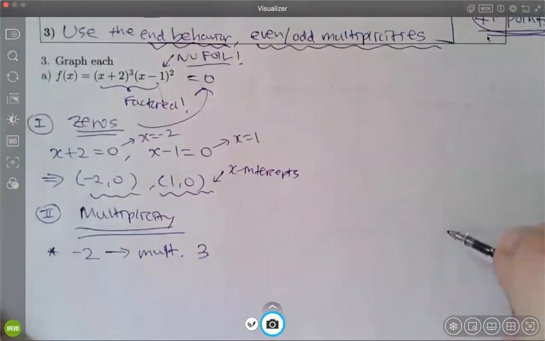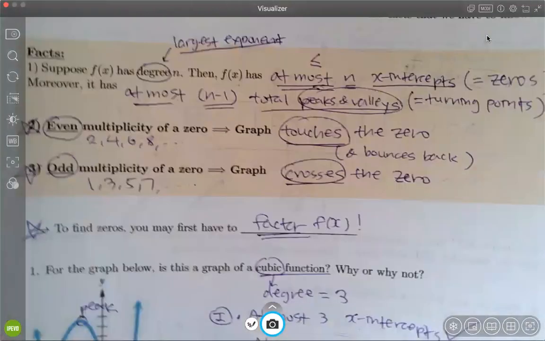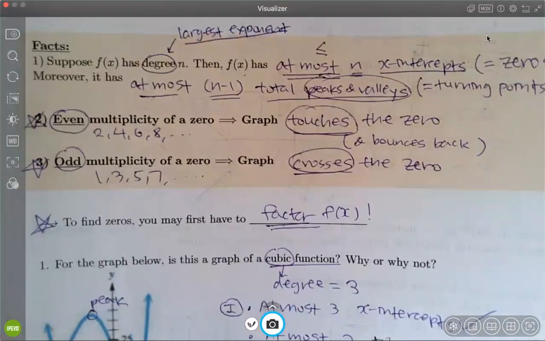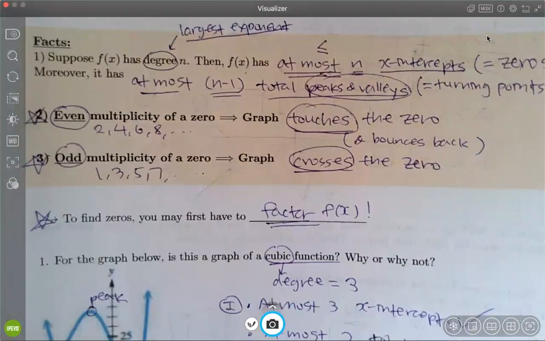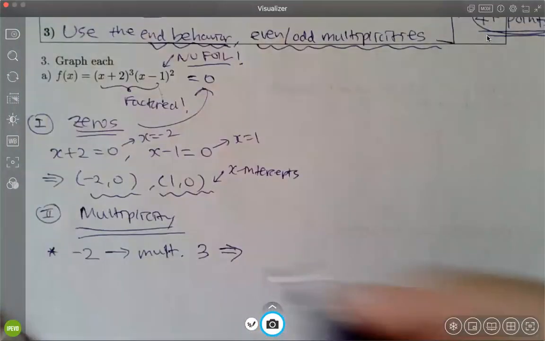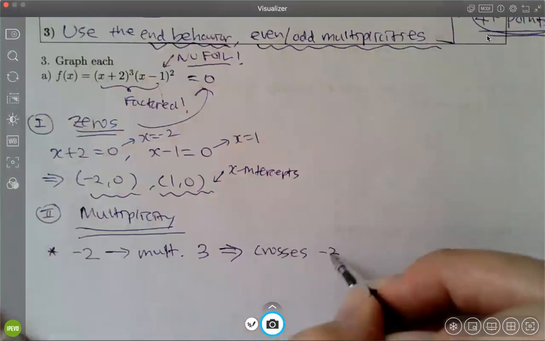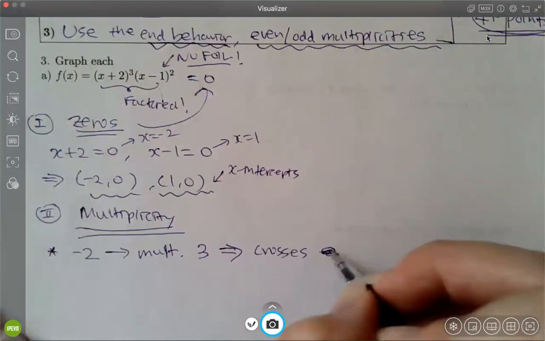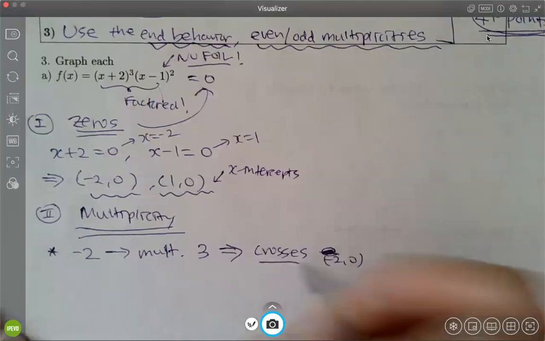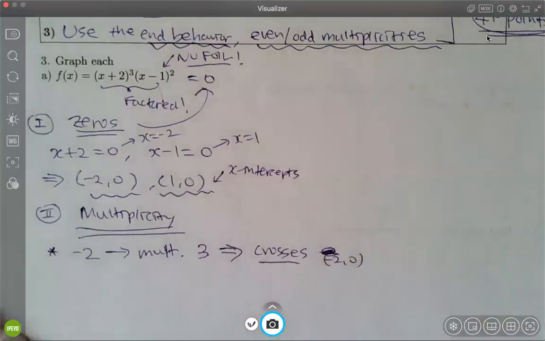Okay, so now remember from the previous fact, which was on the first page, if the multiplicity is odd, the graph crosses the 0. So the graph will cross at -2, 0. Now be careful, it does not cross 3, right? Because 3 is just the multiplicity, not the actual 0.